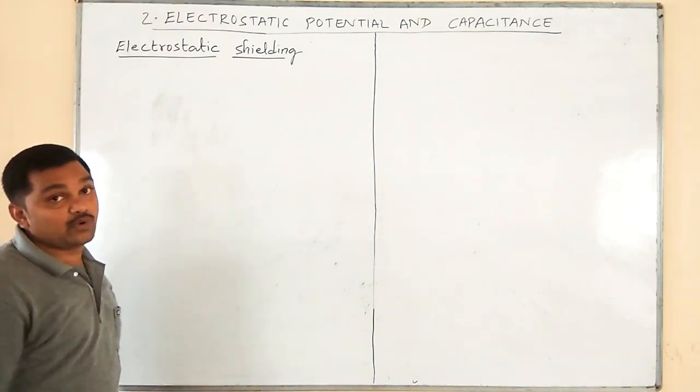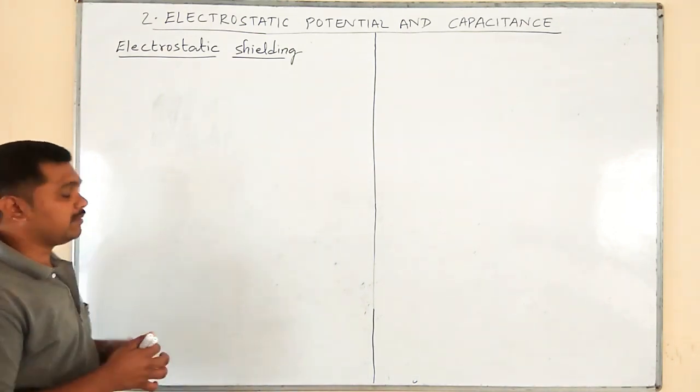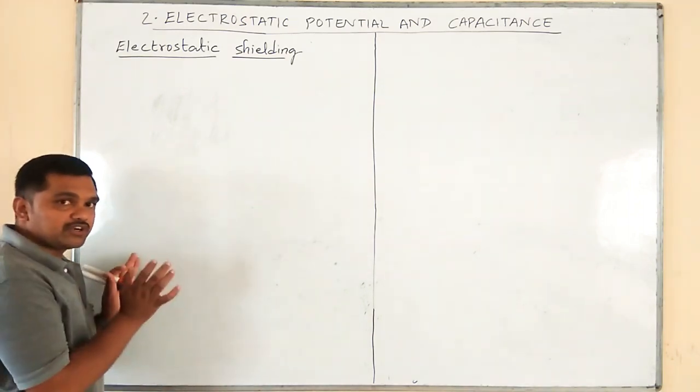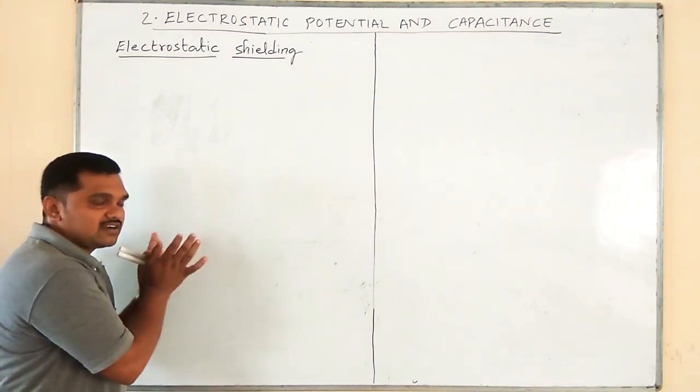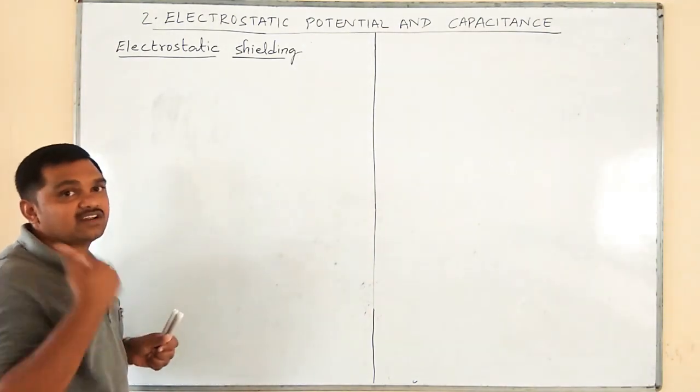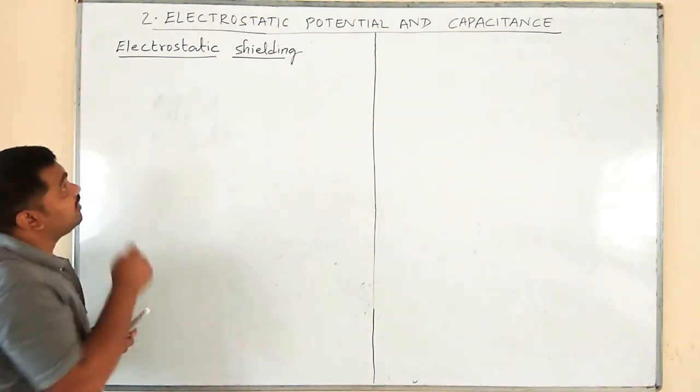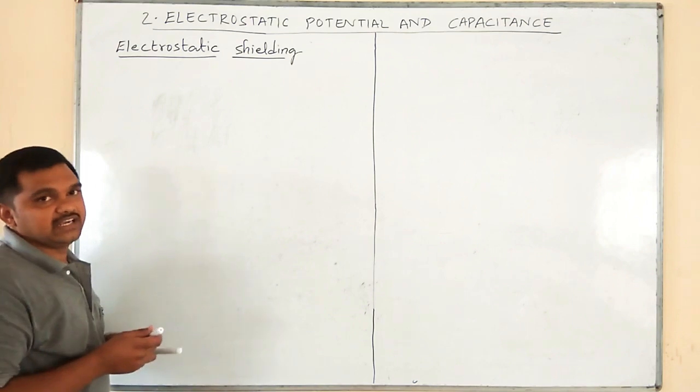So, you can get it for 1 mark in your examination. Please remember. It's a technique of protecting a certain region or certain devices from the harmful external electric fields. It is called electrostatic shielding.